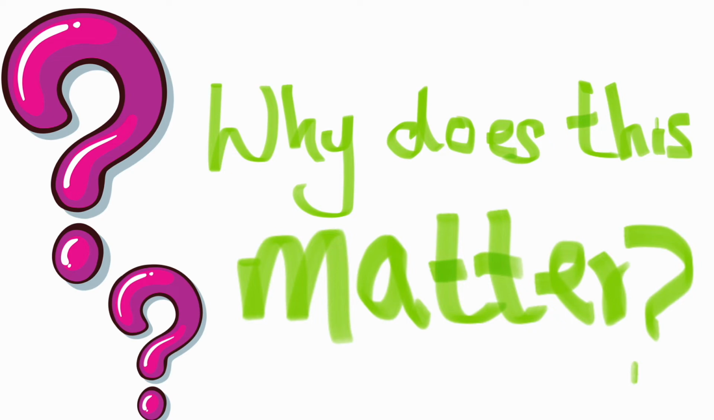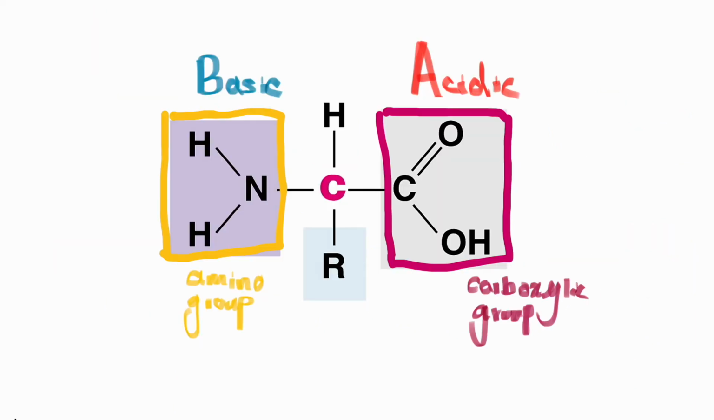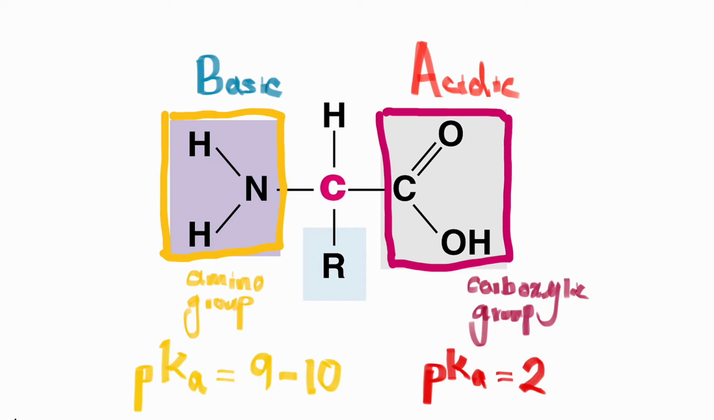Okay, why does all of this matter? What does pKa have to do with acid-base chemistry of amino acids? This matters because amino acids have two functional groups with acidic and basic properties. The carboxylic acid group is acidic and the amino group is basic. The carboxylic acid can donate a proton and the amino group can accept a proton. Therefore, all amino acids have at least two pKa values. The pKa of carboxylic acid groups is around 2, and the pKa of amino groups is around 9 to 10.